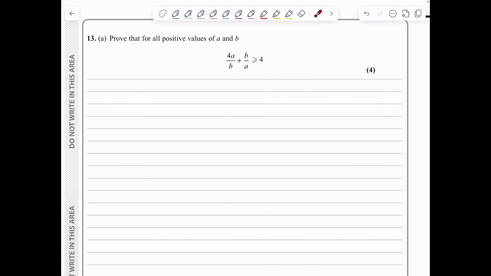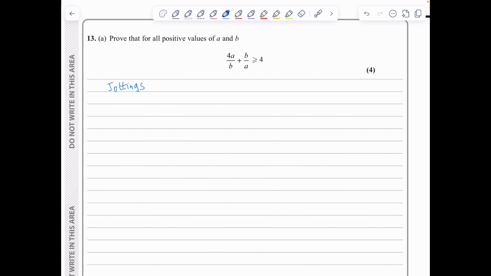In 13a, we need to prove that for all positive values of a and b, 4a over b plus b over a is greater than or equal to 4. Now we need to construct a proof here. I don't know where to start, so I will start from exactly where I need to end up at. This is not a solid proof yet. I'm going to call this my jottings, my rough work.